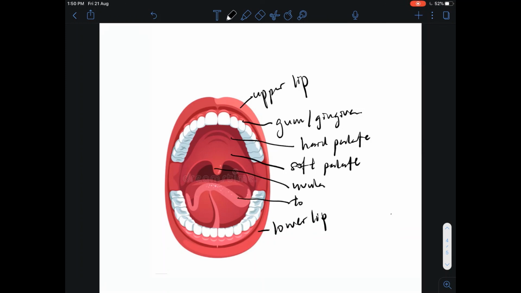Next, we have the tongue, in which the upper surface we know as the dorsum, and the lower surface is the ventral surface of the tongue. And lastly, beneath the tongue, we have our floor of mouth. So this is a brief introduction to the structures in and around the oral cavity.